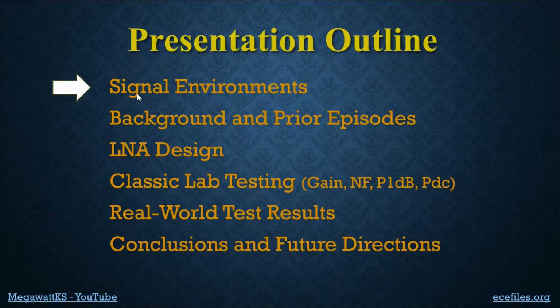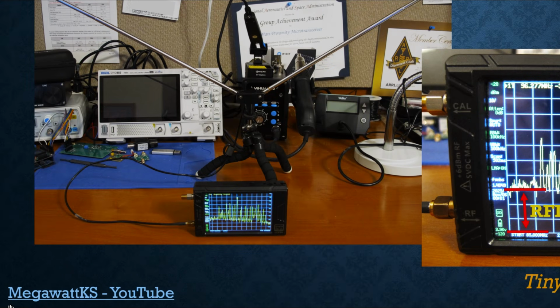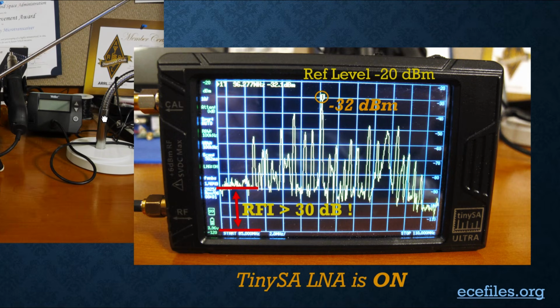Okay, back to signal environments. This material is covered in some depth in episode 3. However, I wanted to emphasize a couple of points here. This is my home laboratory, and you can see the spectrum analyzer here. It's hooked up to this dipole antenna, and these telescoping segments are adjusted so that it's basically a half-wave dipole at the FM band.